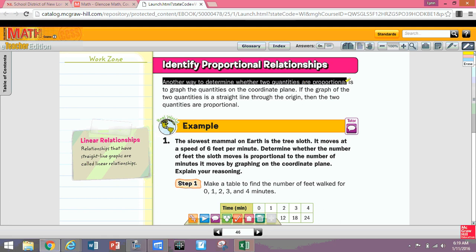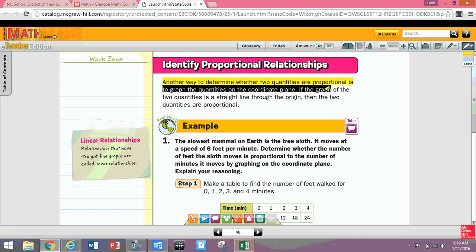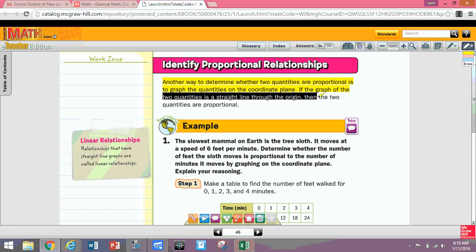You can graph those quantities on the coordinate plane. If the graph of the 2 quantities is a straight line and it goes through the origin, this is huge. This is a big deal. Then the quantities are considered to be proportional. So you need to make sure you copy that in your notes.